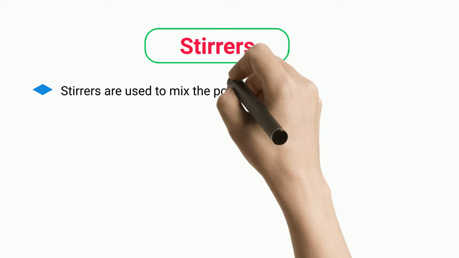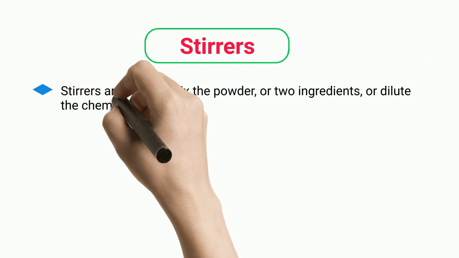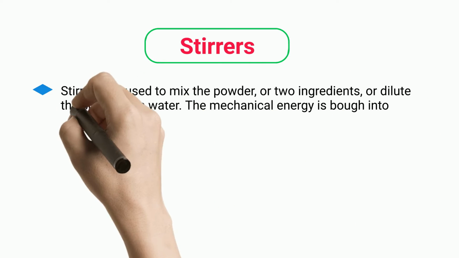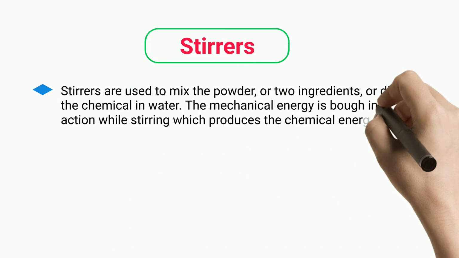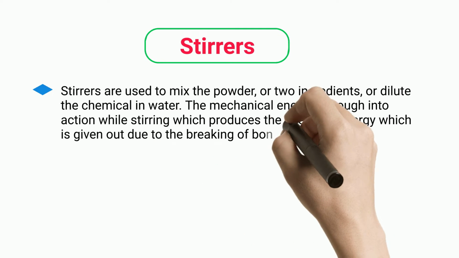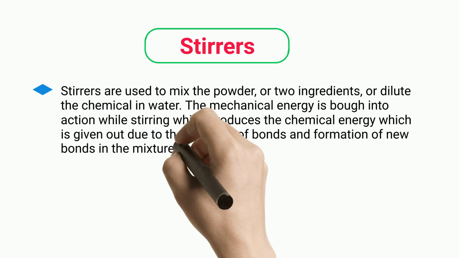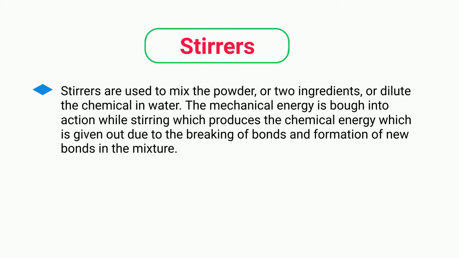Stirrers. Stirrers are used to mix the powder, or two ingredients, or dilute the chemical in water. The mechanical energy is bound into action while stirring, which produces the chemical energy which is given out due to the breaking of bonds and formation of new bonds in the mixture.